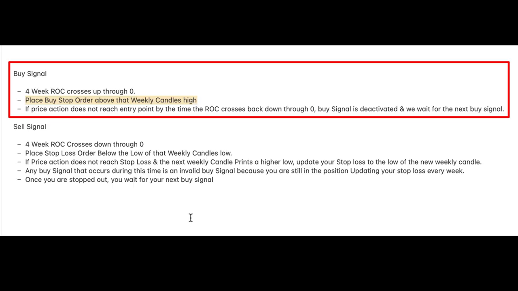What is a buy stop order? It means that you only buy in when the price of Bitcoin goes above that range, just like a stop loss where you get stopped out, but now we're doing it the other way. So you've got to wait, you've got to be patient, you need confirmation. Now, if the price action does not reach the entry point by the time the rate of change crosses back down through zero, the buy signal is deactivated and we wait for the next buy signal. This is just to help with risk management, and I'll show you what that looks like.